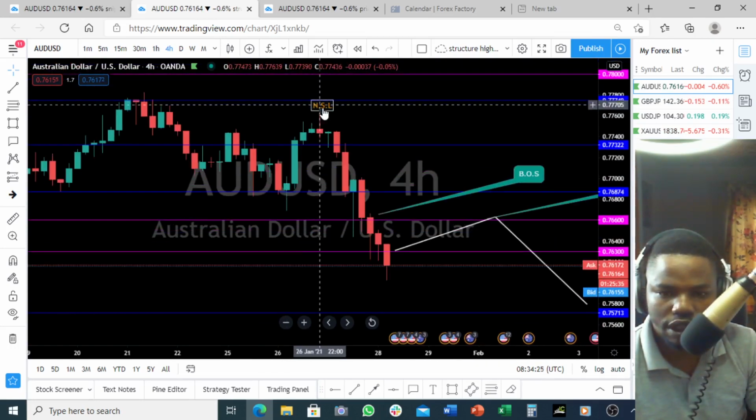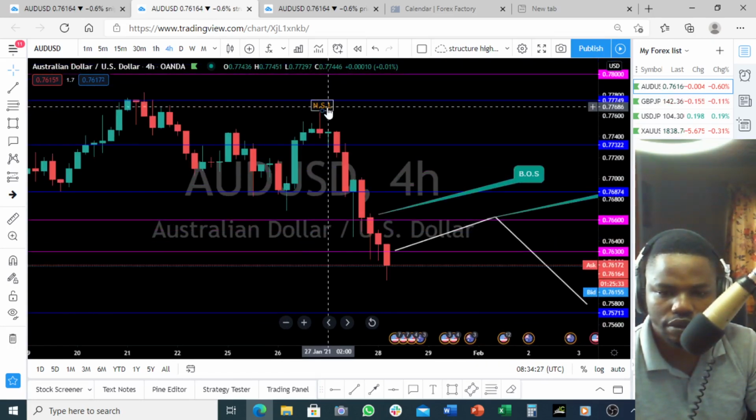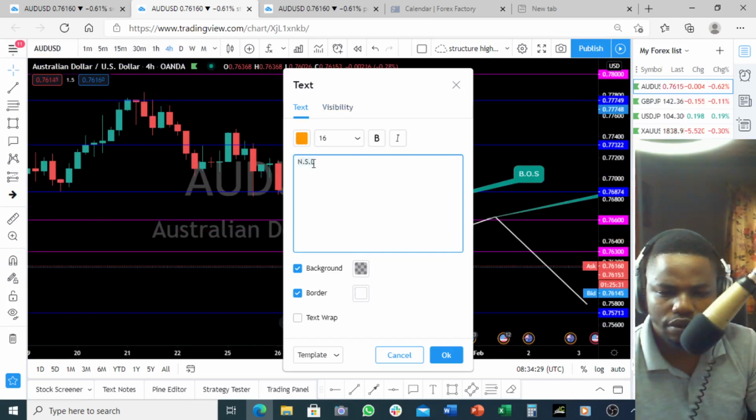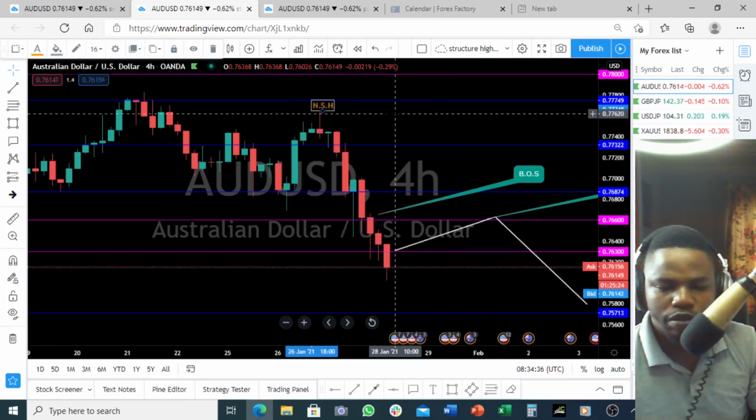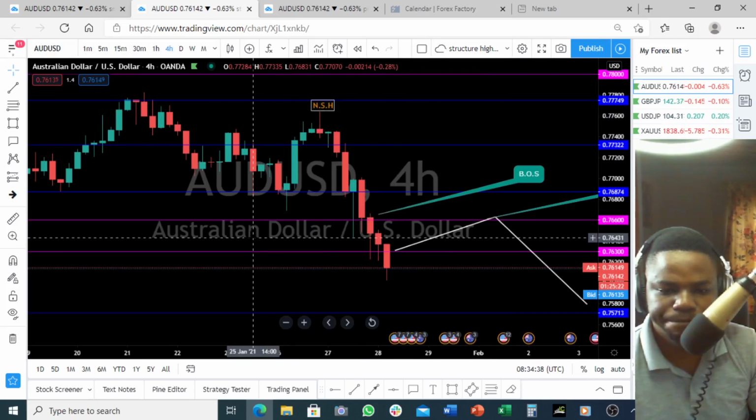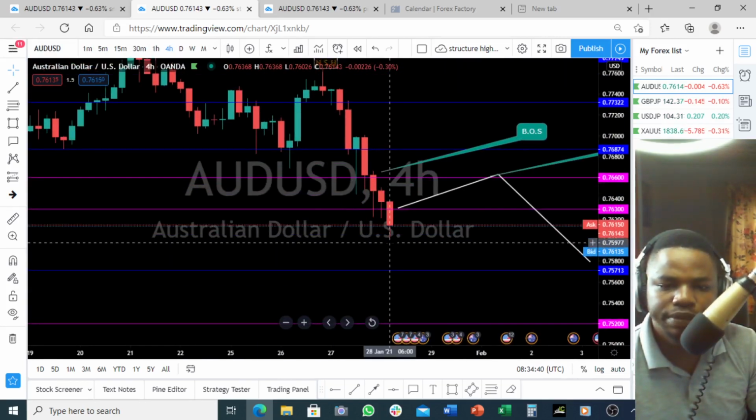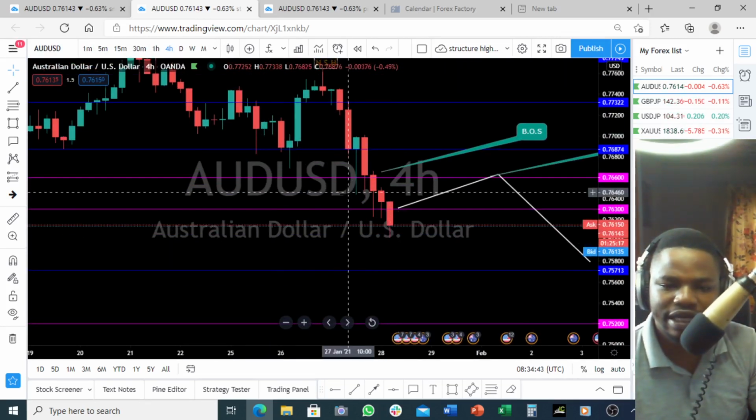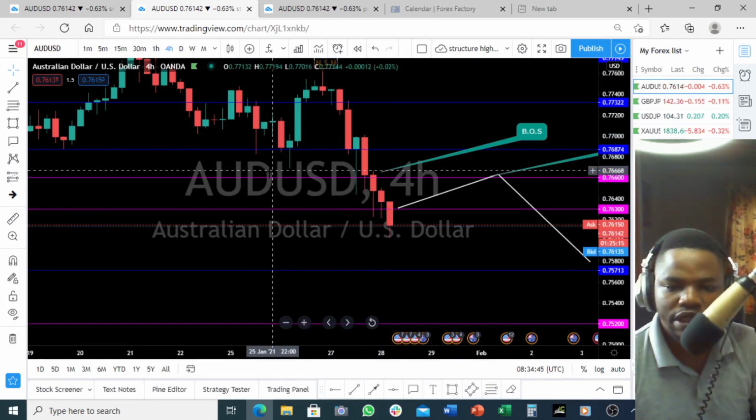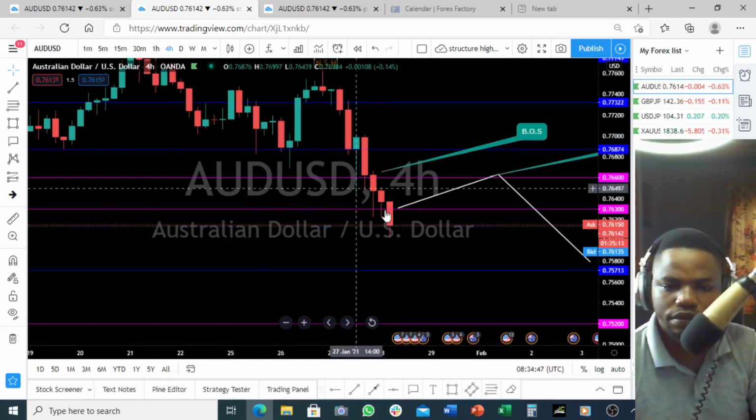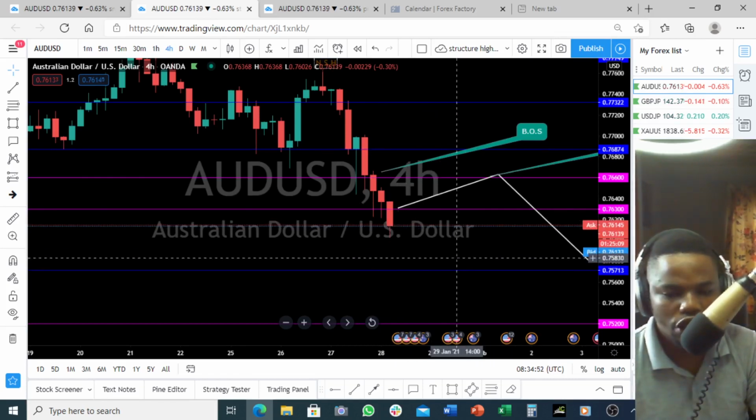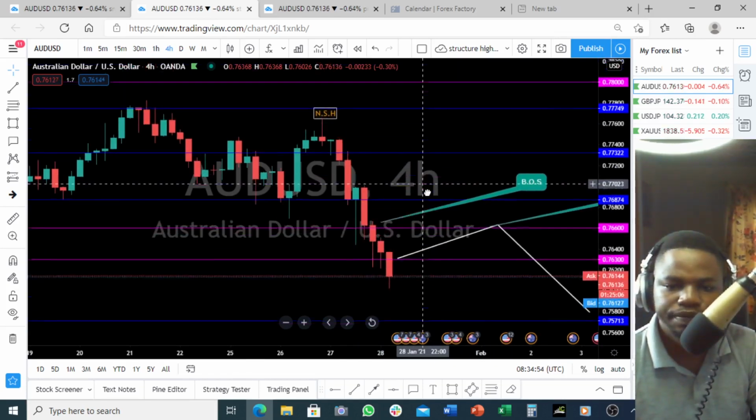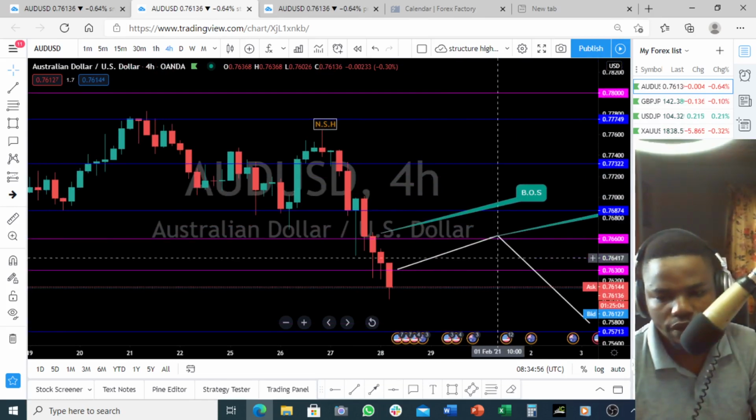This is a new structure high, because we are talking about a high area. Then this will be lower than this area. This will be a lower low, but it will be our new structure low as the structure will start. Then the next level lower than this one will be a lower low. Then this one will be lower high, lower low, lower high.